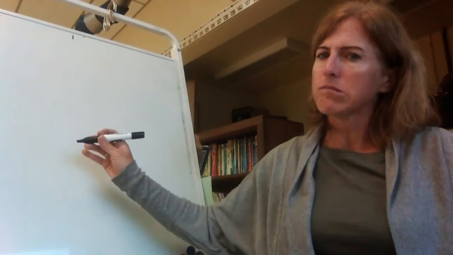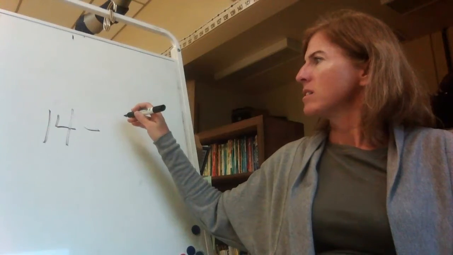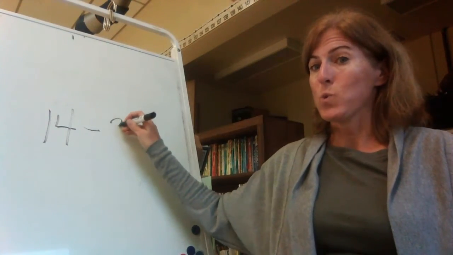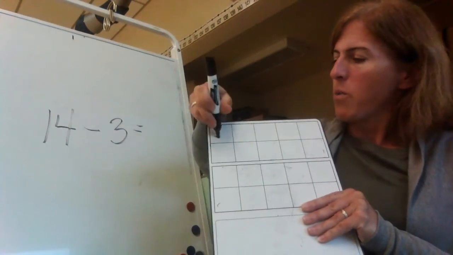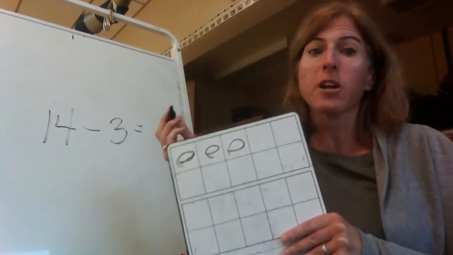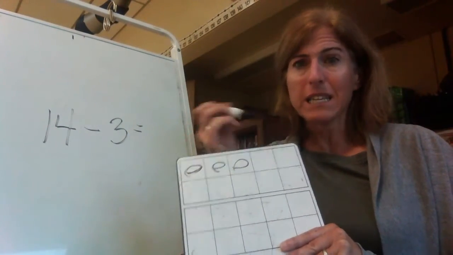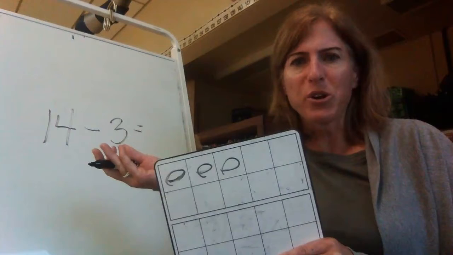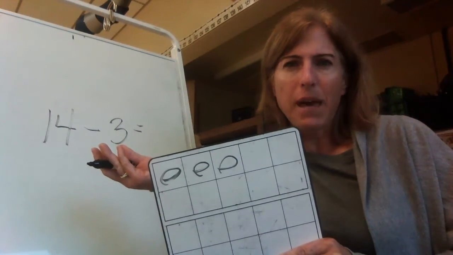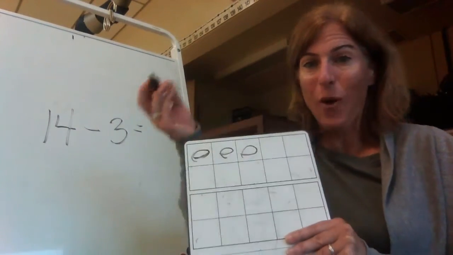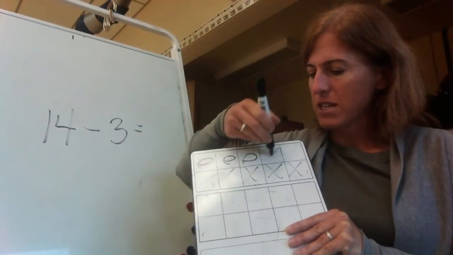Let's see if we can figure out 14 minus 3. Now we're being tricky, aren't we? We're starting with 3. 1, 2, 3. Now I need to figure out how many more do I need at least to get to 10? Oh, hey, we worked on those. 3 plus 8 equals 11. Make a 10 by adding 7. Okay, so let's add 7. 1, 2, 3, 4, 5, 6, 7.